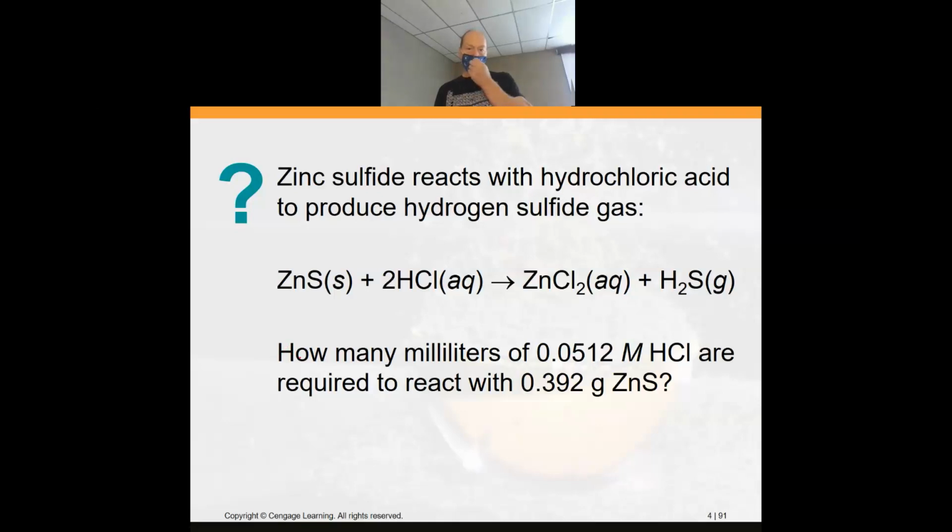All right, so now we have a question here. Zinc sulfide reacts with hydrochloric acid to produce hydrogen sulfide gas. How many milliliters of this 0.0512 molar HCl are required to react with 0.392 grams of zinc sulfide? All right, so this is a balanced chemical reaction. Remember, we have to always work in moles. All right, so we're going to take our 0.392 grams of zinc sulfide, and we're going to convert that to moles. And so we go to our periodic table, and we find our zinc, that is 65.41.